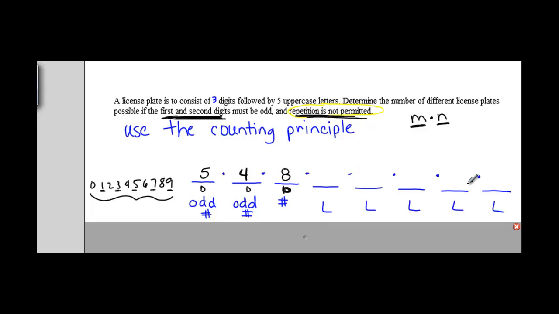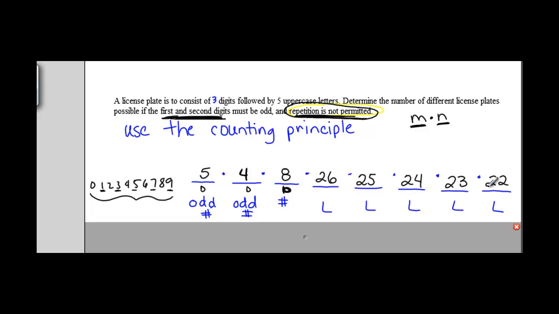And then the rest of the license plate are letters, 5 uppercase letters. There's nothing that says, other than repetition not being permitted, so we'll start with a total of 26 different options for the first letter. Since repetition is not permitted, the next letter we could only choose from 25 of the letters, and then that will continue to decrease. So 25, 24, 23, and then lastly 22.